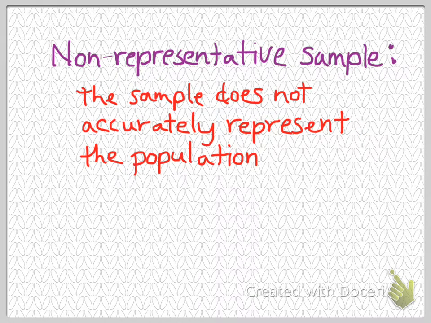A non-representative sample. This is what happens when the sample does not accurately represent the population, such as if you wanted to get the reaction of people at Turner for maybe a homecoming theme, and you only survey 50 guys. You didn't get any female input on that. So that would be a non-representative sample because we know R.L. Turner has lots of girls and they would like to give their opinions.